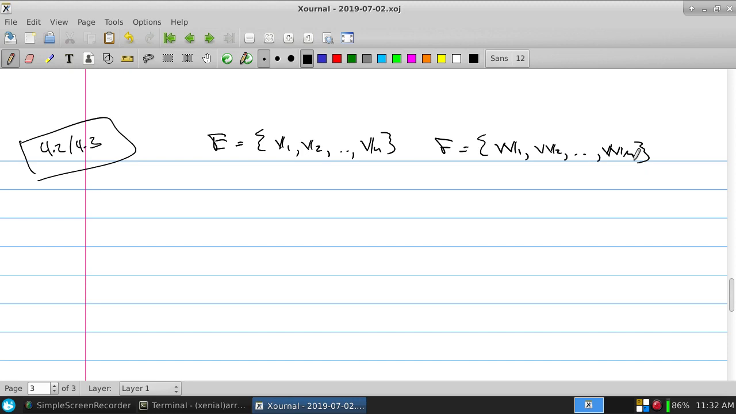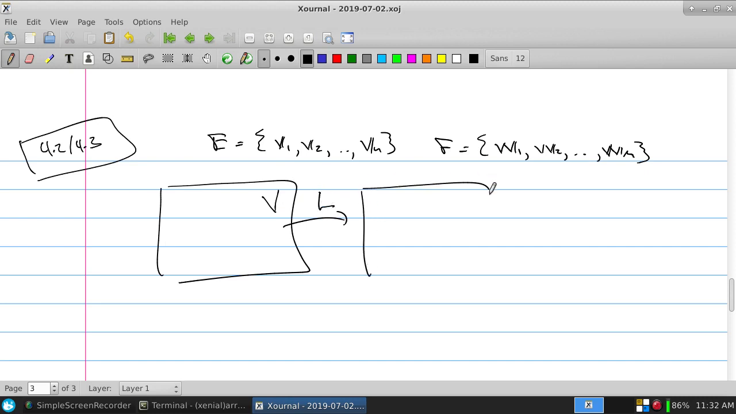These are from vector space V with a transform to vector space W. They're saying that the little V's are a basis set for vector space V, and we call that collection E. And vector space W has its basis vectors W, but we'll call that collection F.